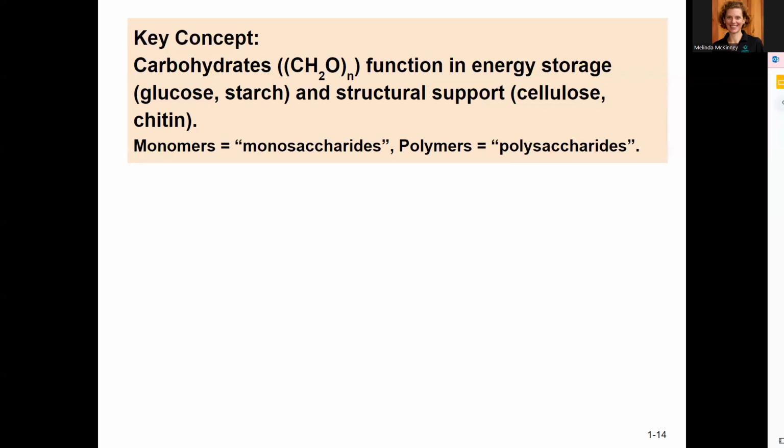This key concept in chapter 3, Bio 181, is carbohydrates, CH2O. Their functions are energy storage, glucose and starch, and structural support, cellulose and chitin. The monomers are called monosaccharides and the polymers are called polysaccharides. So let's look through this.